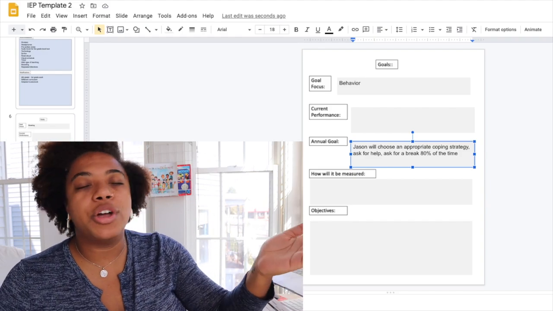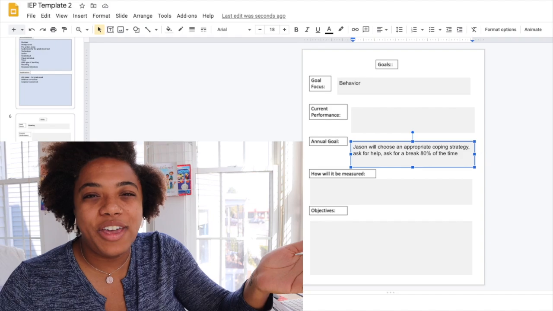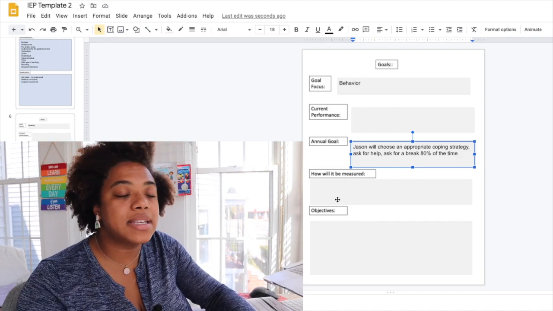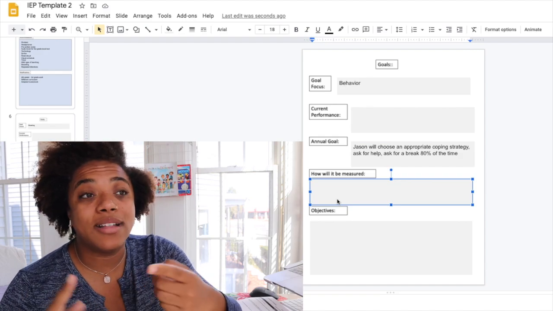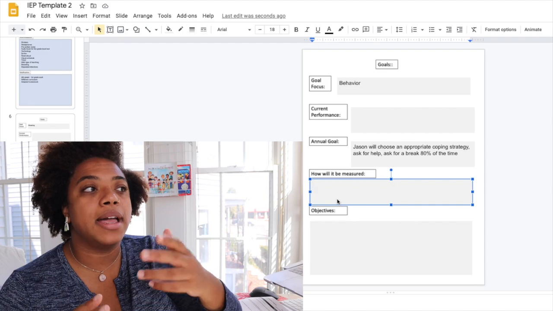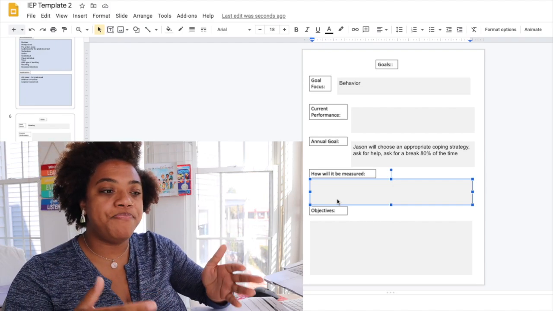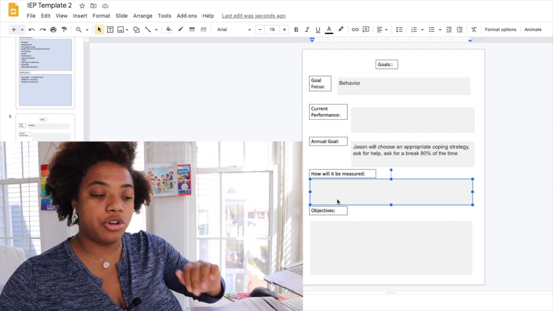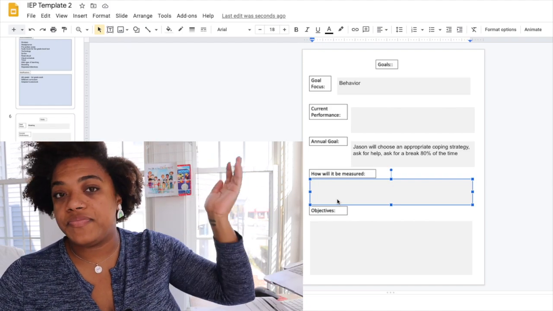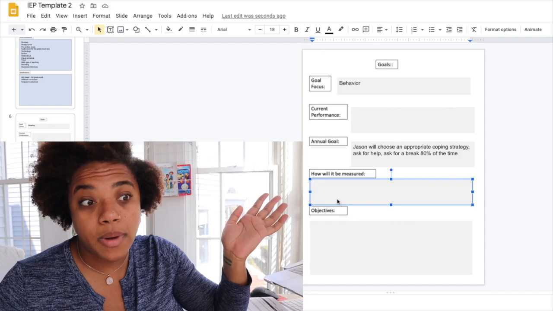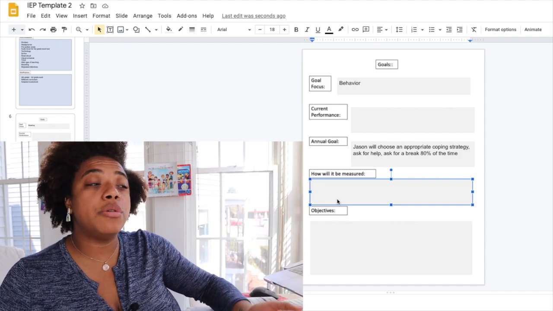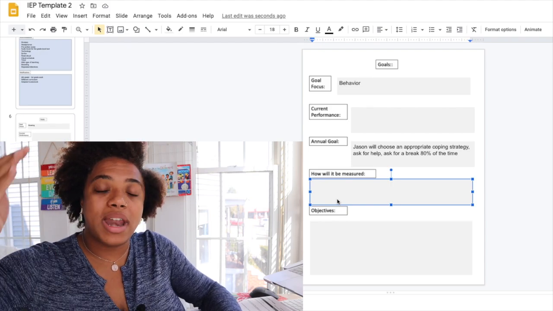So this is not a very good goal that I just wrote, but I just wanted to give you an example of kind of how I was thinking. And so again, how is this going to be measured? Well, I'm probably going to be taking a lot of different data from different data sources about, okay, every time we have writing, here are your choices. You can ask for a break, you can ask for help, or I guess run away. I'm not going to give him that choice, but he might just do that every time.